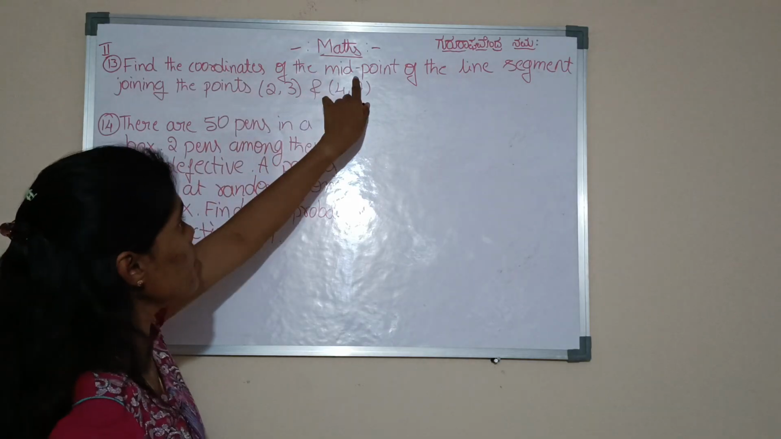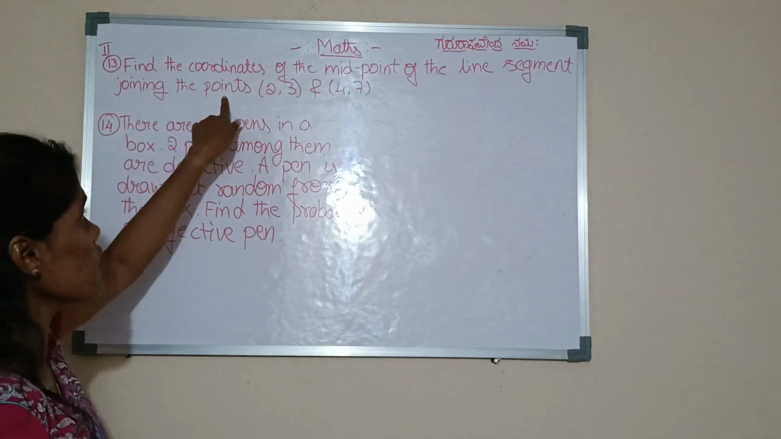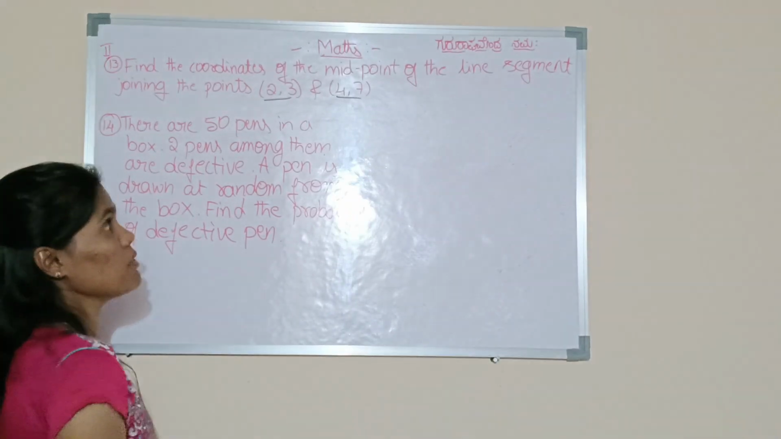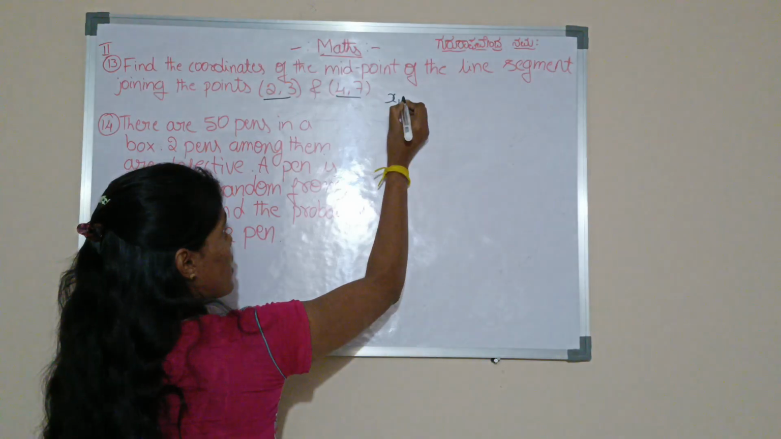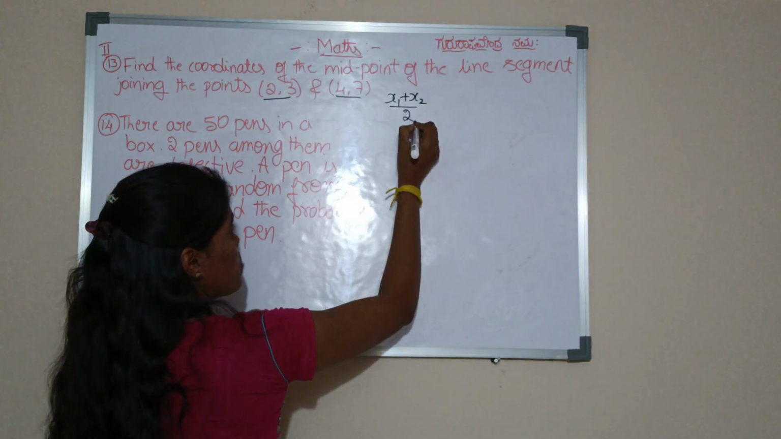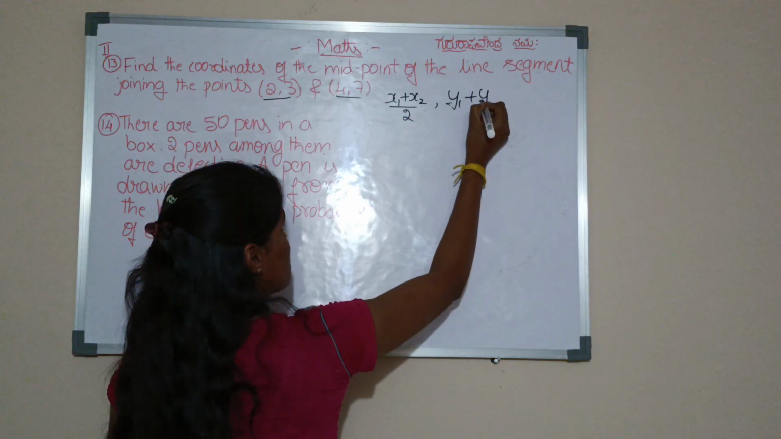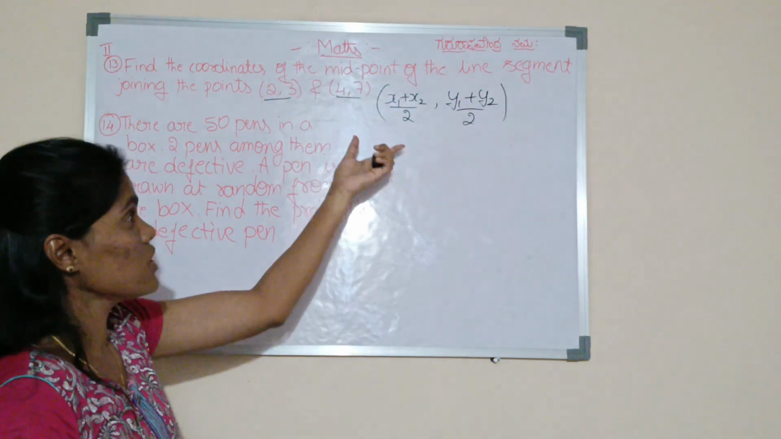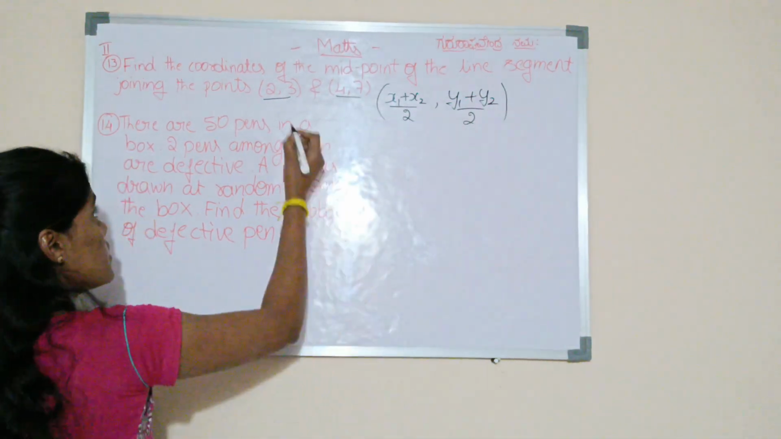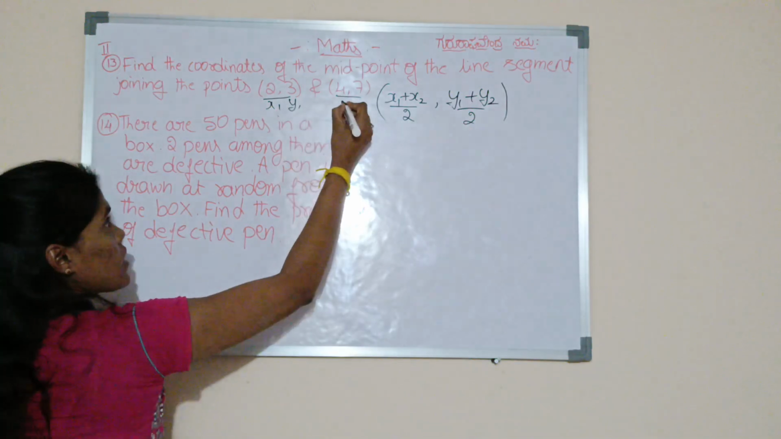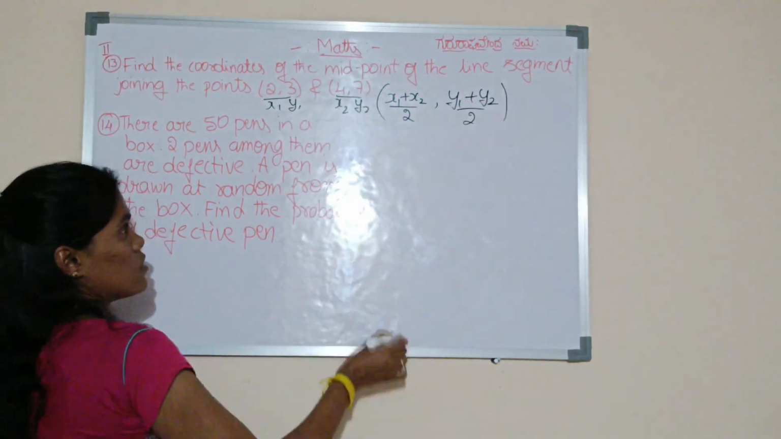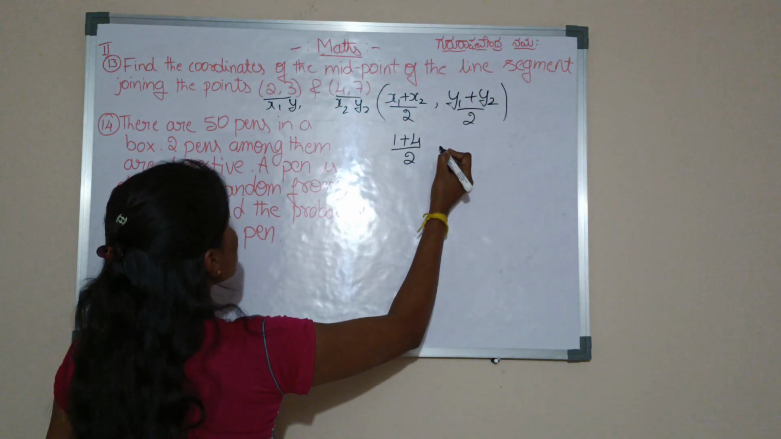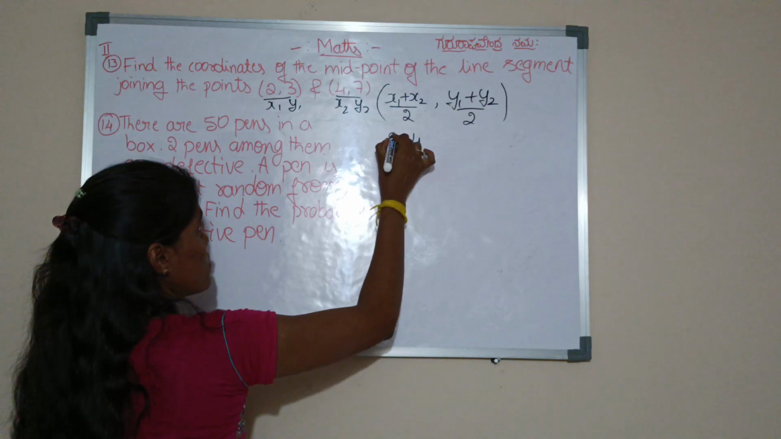Find the coordinates of the midpoint of the line segment joining the points 2, 3 and 4, 7. First you have to write the midpoint formula, that is x1 plus x2 by 2, comma, y1 plus y2 by 2. Recall this formula, the midpoint formula. Then what is x1, x2, y1, y2, you have to write it. This one is x1, y1, x2, y2. So put those values into the formula, that is 1 plus 4 by 2. Oh sorry, this one will not be 1, it is 2.